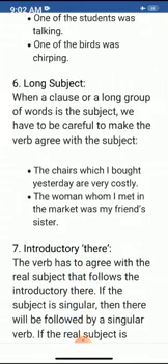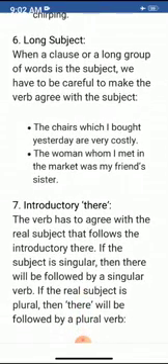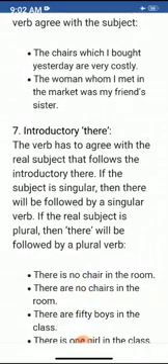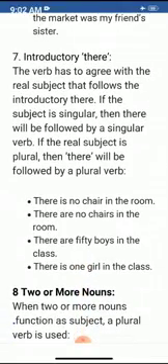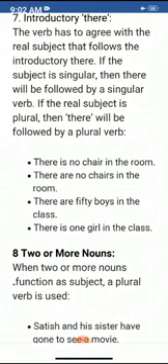Introductory there: as you have done one exercise in class 6, there is, there are. The verb has to agree with the real subject that follows the introductory there. If the subject is singular, then there will be followed by a singular verb. If the real subject is plural, then there will be followed by a plural verb. There is no chair. According to chair, singular, is. There are no chairs. Here it is plural, so we will use a plural verb. There are 50 boys. There is one girl. One girl is singular, so we will use a singular verb.